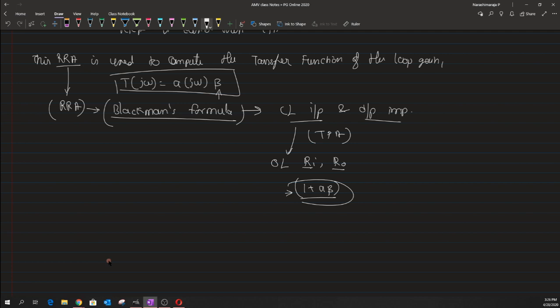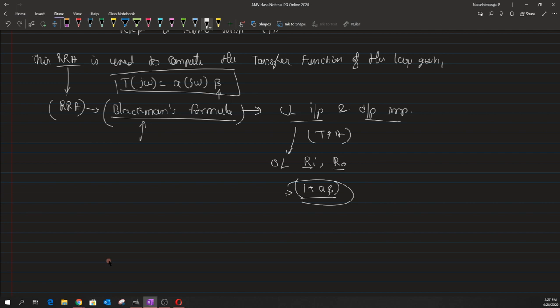Whereas in the case of this Blackman formula, which is basically used to compute the closed loop input and output impedance, one need not consider any type of connection that it makes. So it is a kind of unique formula that is applied in general to all four different types of amplifiers that we have discussed.